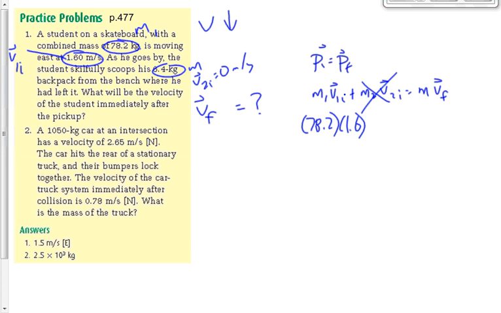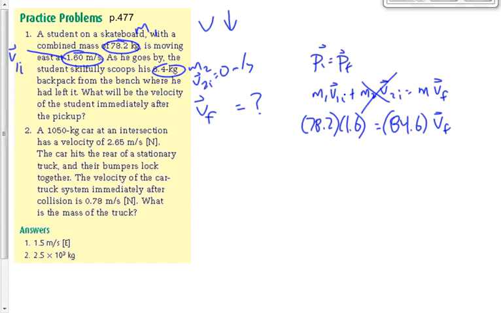Yep, Jeremy? Yeah, V2I is 0, so M2, 6.4 times 0 is 0. If you want to write that down, go ahead, but in the end, when we have a 0 in any term, then that disappears. Okay, what's M going to be here? Yep, Joseph? 84. Good. It's the combined mass, 84.6 kilograms.